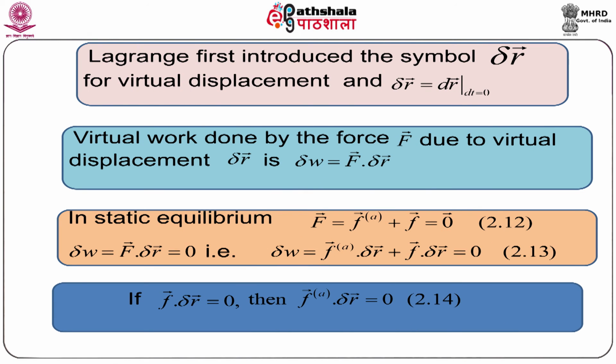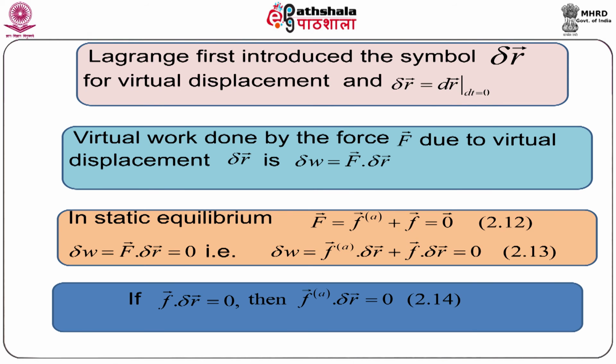Lagrange first introduced the symbol delta r vector to denote the virtual displacement, and this is represented by delta r vector equal to dr vector when dt equals 0, that is, time does not change. This is the basic difference between the ordinary displacement and virtual displacement. To denote virtual displacement, we use the delta symbol.